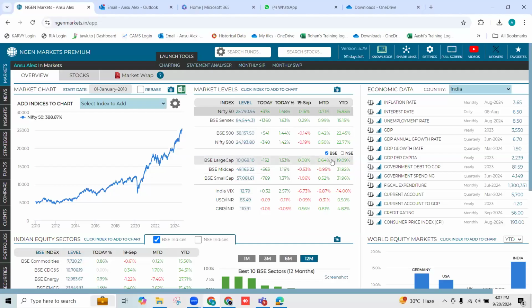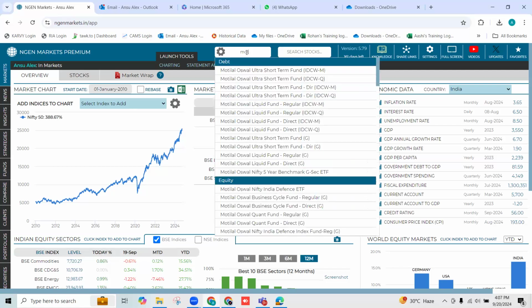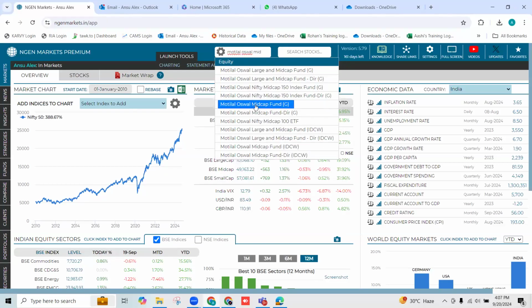So this is our NGEN Markets landing page. Now, before creation of a model portfolio, as I mentioned, we would be looking at the NGEN Fund Score and the explanation towards it. For that matter, let's say I search a fund right here, maybe Motilal Oswal Mid Cap Fund. So this is right here.